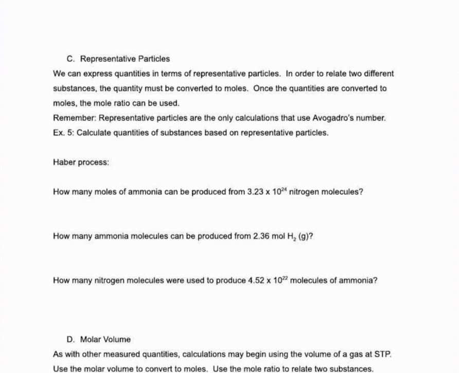Here's something as a note. Representative particles are the only calculations that use Avogadro's number. So if it asks for atoms, molecules, formula units, or ions, this is applicable. Otherwise, you will not use Avogadro's number. So calculate quantities of substances based on representative particles. For this one, we are using the Haber process.